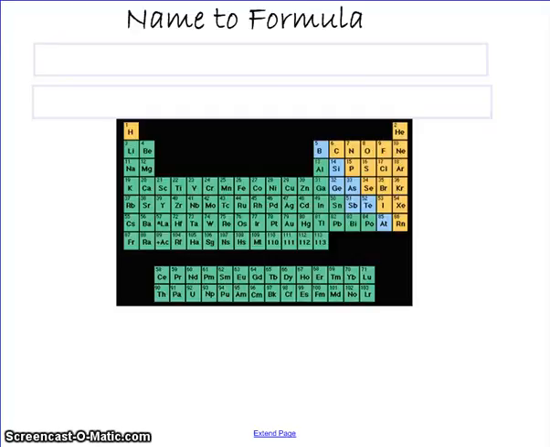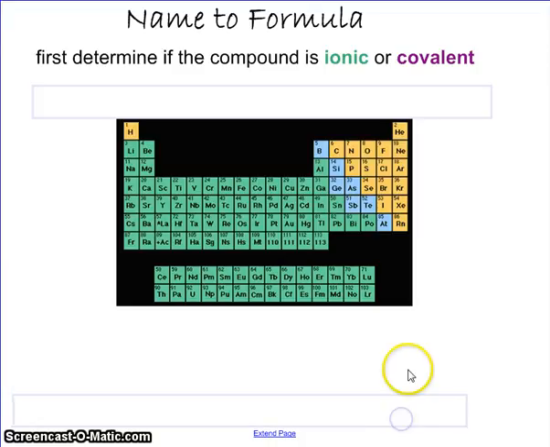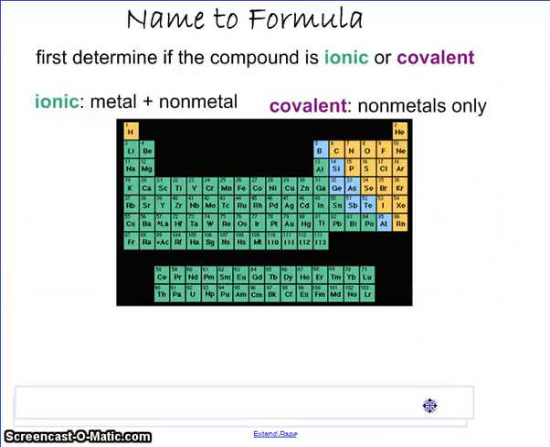This video is going to be a short review of going from compound name to the compound formula. The first step in order to successfully do this is to determine if the compound is going to be ionic or covalent. And to refresh your memory, an ionic compound is one that contains a metal and a nonmetal, while covalent compounds contain nonmetals only.